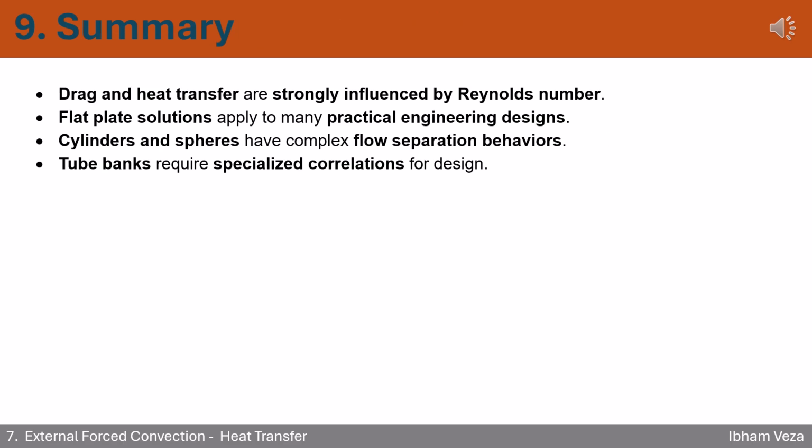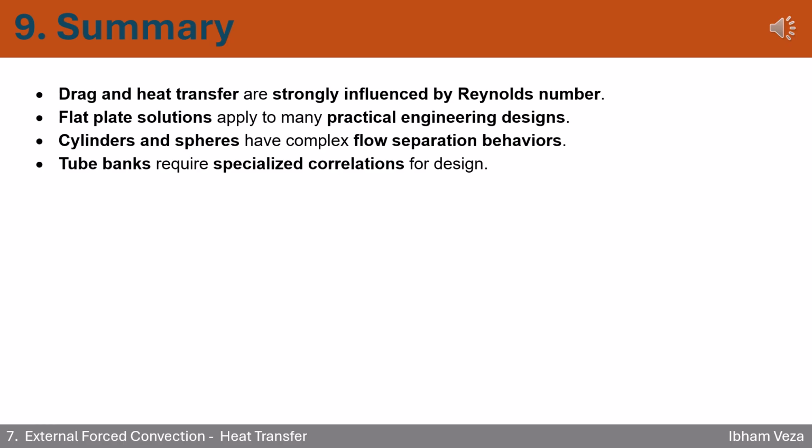Let's close this chapter with a quick recap of the key points. Drag and heat transfer always circle back to one thing, the Reynolds number. It tells you how the flow behaves, and that affects everything from friction to heat transfer rates. Flat plate solutions are simple but powerful. You'll see them used all over engineering, especially when designing smooth surfaces like car panels or solar collectors.